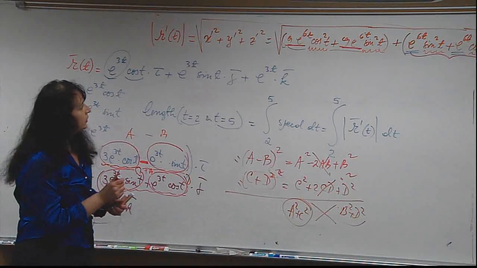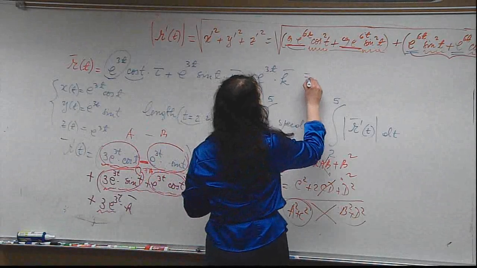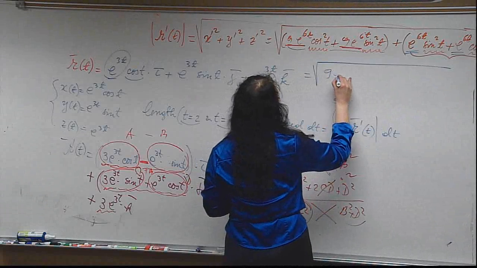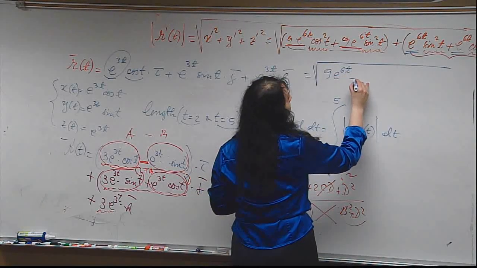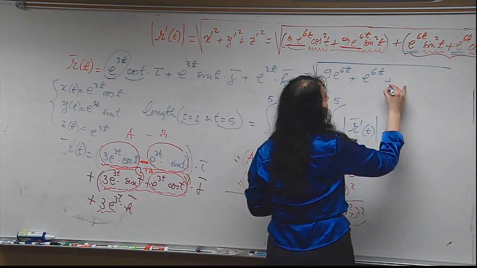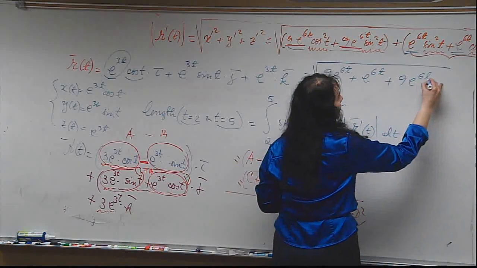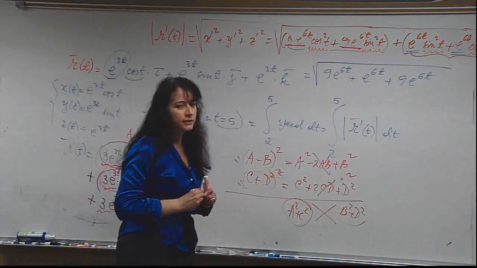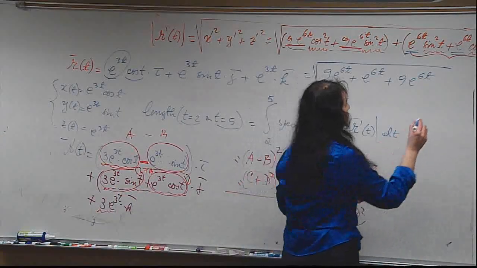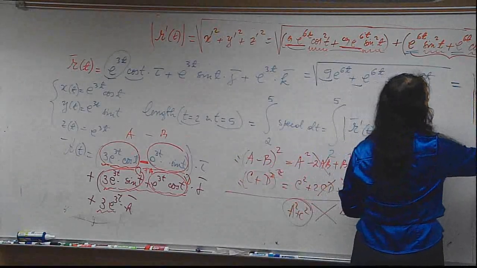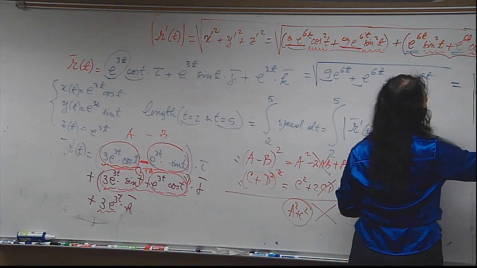So all in all, this mess becomes, it's not a mess anymore. So it becomes 9e to the 60 plus e to the 60 plus 9e to the 60. Are you guys with me? All right. Now, how many e to the 60s do we have? 9 plus 9 plus 1, 19. Square root of 19 e to the 60.